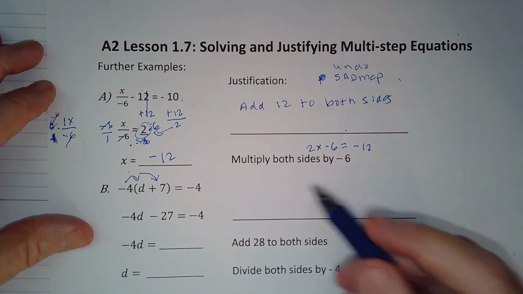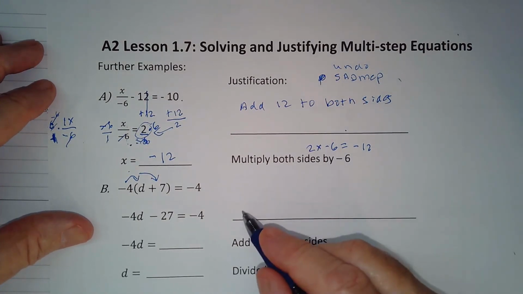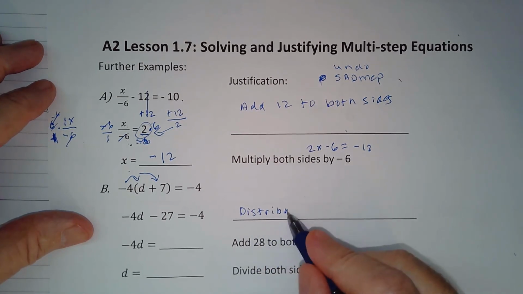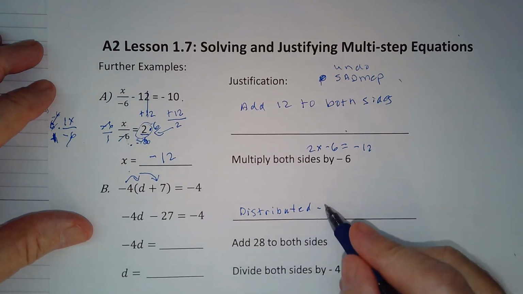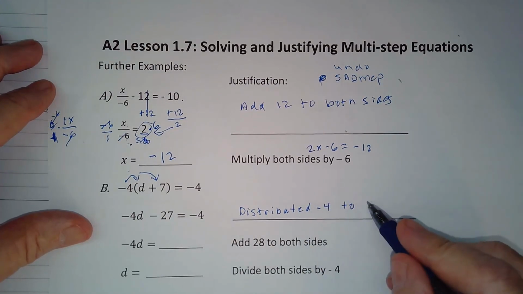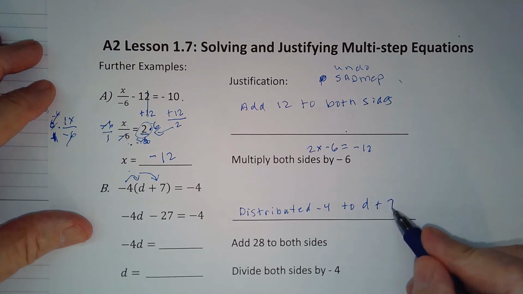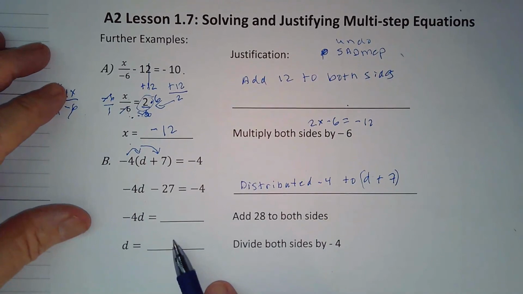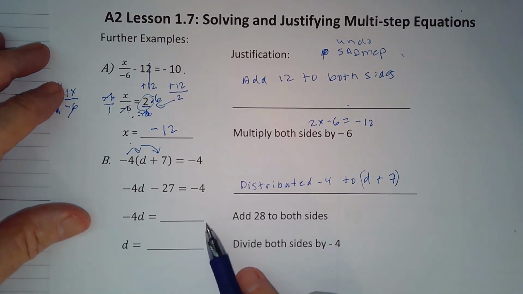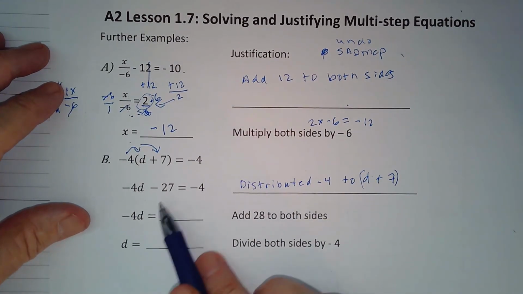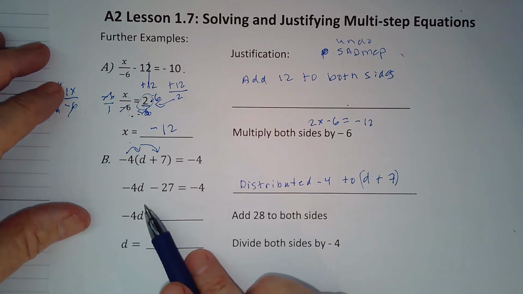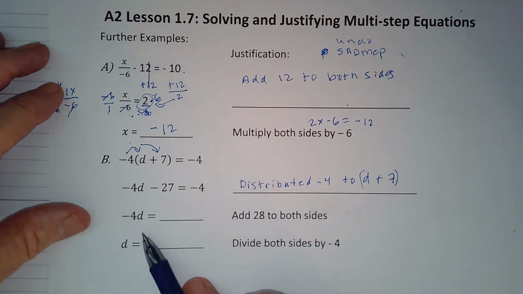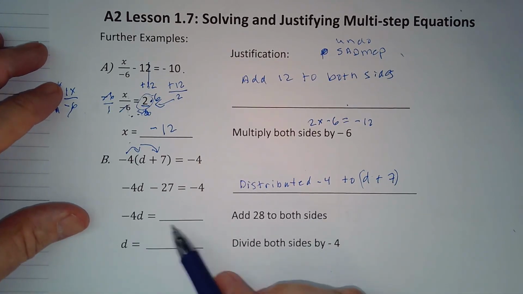So what did we do here? We distributed negative 4 to d plus 7. That's what we did. And so now you can get a better idea. It's a little clearer. You can see what you're doing. All right, so now you look at the next one. Here's what we ended up with. Negative 4d minus 27 equals negative 4, but below it, it just says negative 4d equals something.